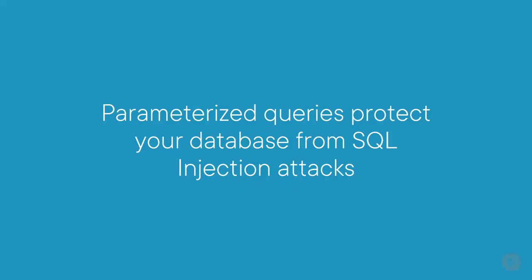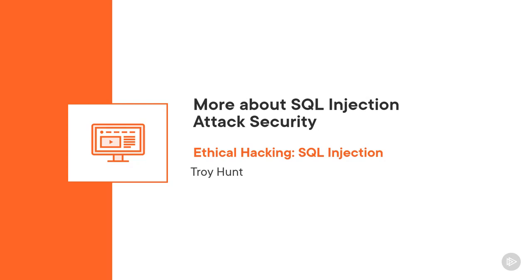Parameterization is really important for security when sending queries and commands to a database in order to prevent SQL injection attacks. So I want to be sure you understand EF Core's behavior for when it does and when it doesn't create parameterized queries. If you want to learn more about SQL injection attacks, check out Troy Hunt's Ethical Hacking SQL Injection course here on Pluralsight.